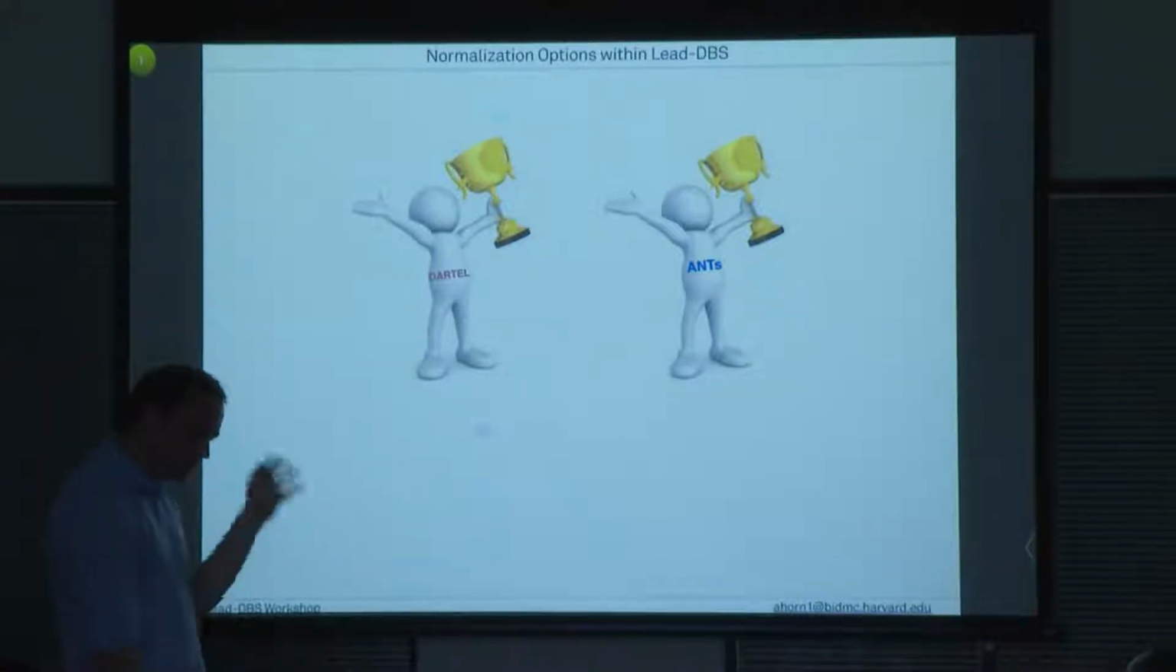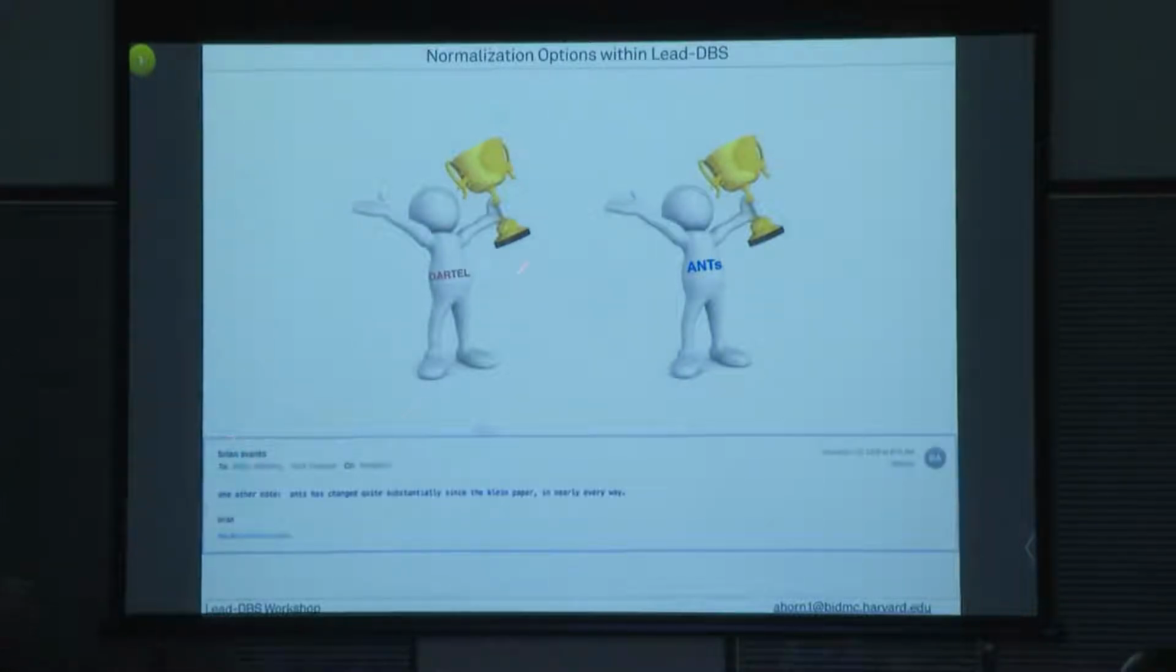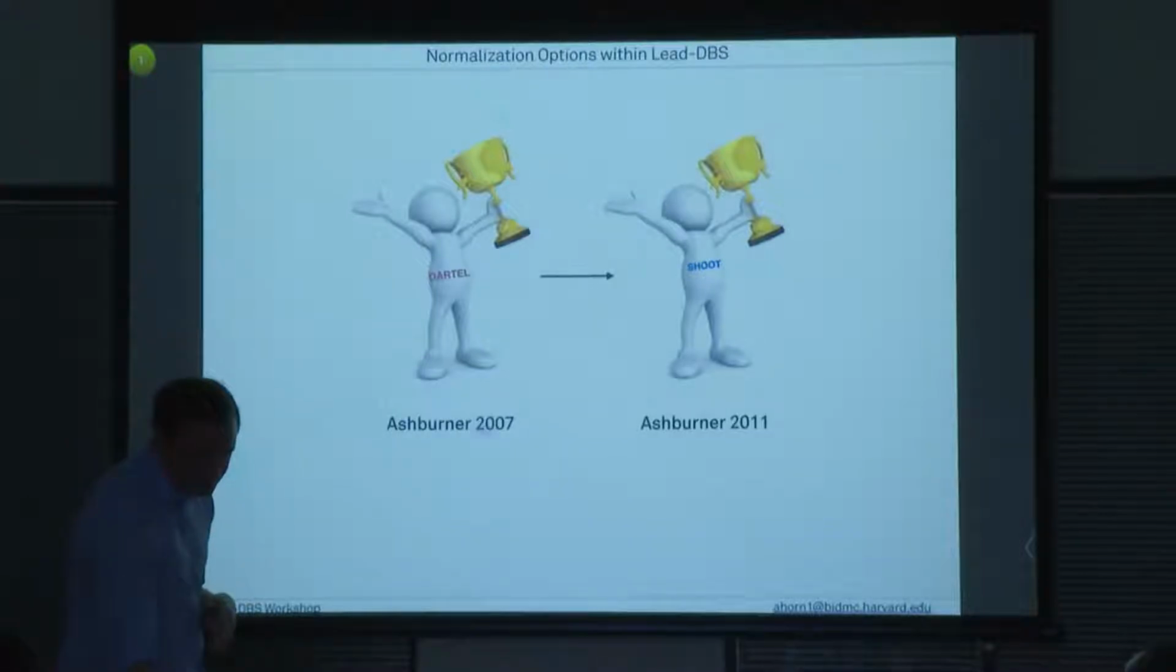And when we read that, we thought, okay, we'll take Dartel and ANS, and that's great, so we entered all of them into Lead-DBS. But Brian Adams, the author of ANS, also said ANS changed quite substantially since the Klein paper in nearly every way. So this was already a bit outdated. And then the next successor for Dartel was already out, which was Shoot by John Ashburner. So this study is already a bit outdated.